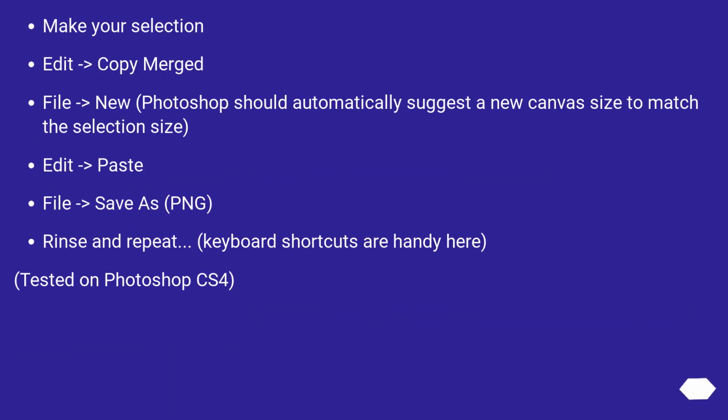Make your selection. Edit > Copy Merged. File > New. Photoshop should automatically suggest a new canvas size to match the selection size. Edit > Paste. File > Save As, PNG. Rinse and repeat. Keyboard shortcuts are handy here. Tested on Photoshop CS4.